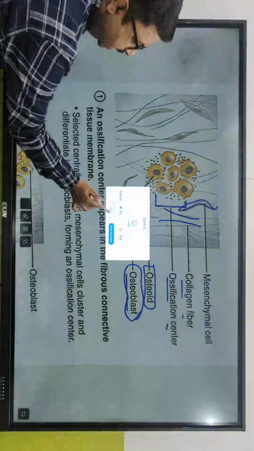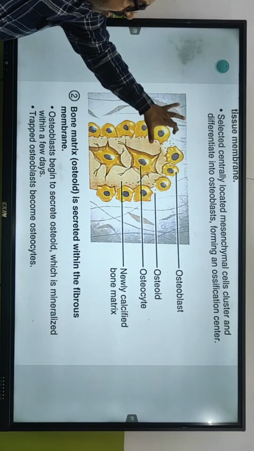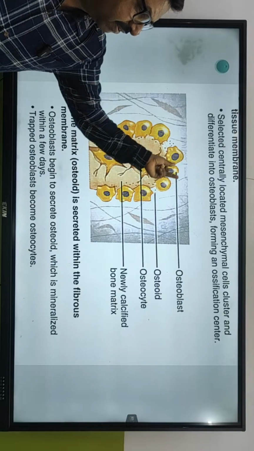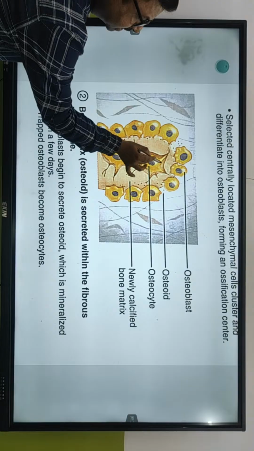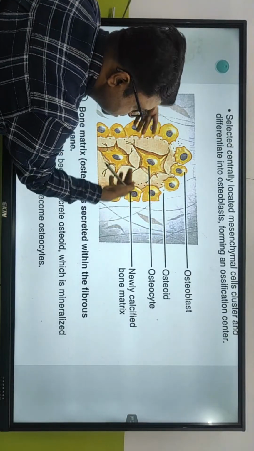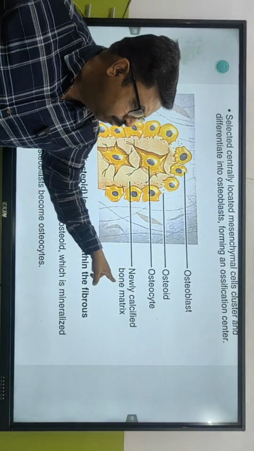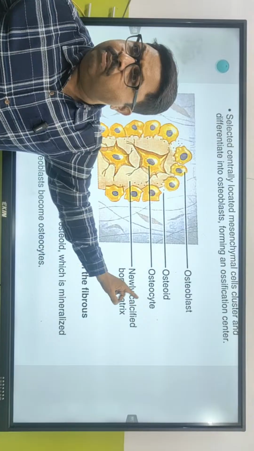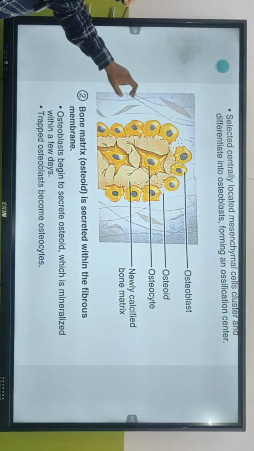See. देखो, can you see some cells? Osteocyte cells को guard कौन कर रहे हैं? What is present peripheral part of the osteocyte cells? बीच में osteocyte cells है. And they are guarded by osteoblast cells. So osteoblast cells will provide nourishment to the osteocyte cells. And this is newly calcified bone matrix. Newly calcified. What is the meaning of calcified? Calcium deposition. Very good. Newly calcified bone matrix.